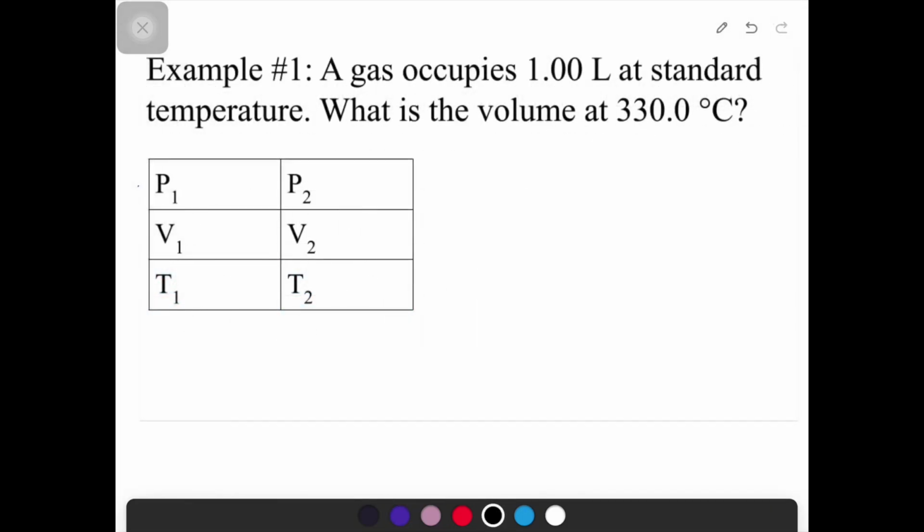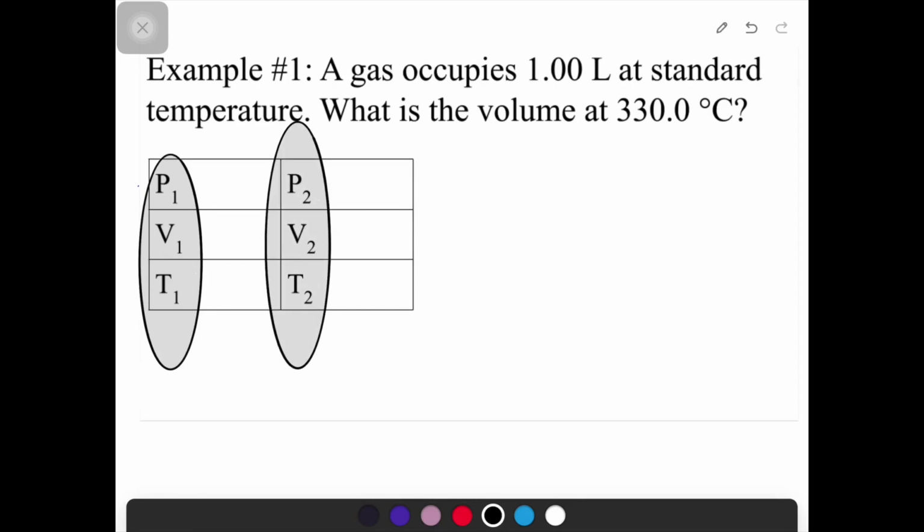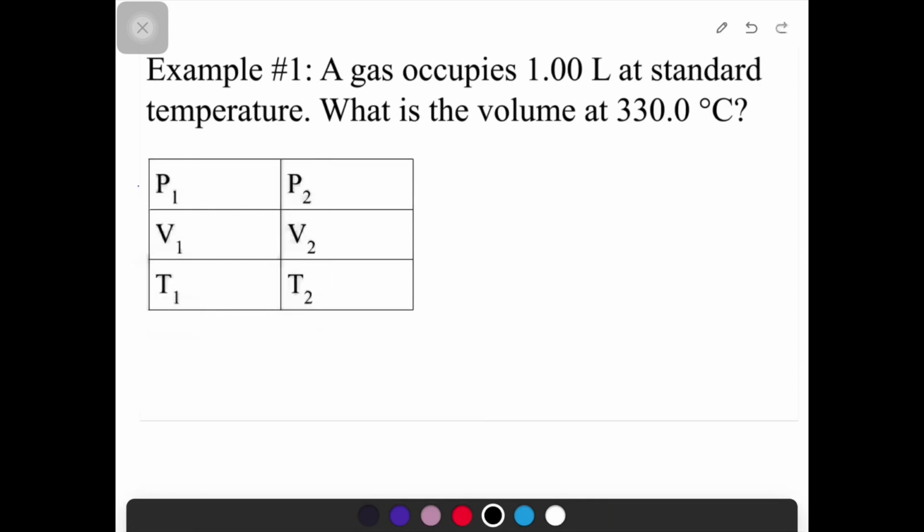Okay, so let's see, Example 1. Before I get into this, I just want to point out that I have P1, V1, T1, P2, V2, T2. What do those little 1s and 2s mean? P1, V1, T1 is what I'm starting with. P2, V2, T2 are the values we're going to see after some sort of change has been made on the gas. We will see what that means in a moment when we do this question.